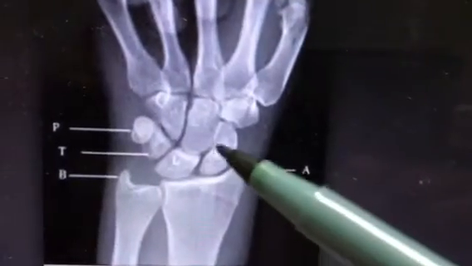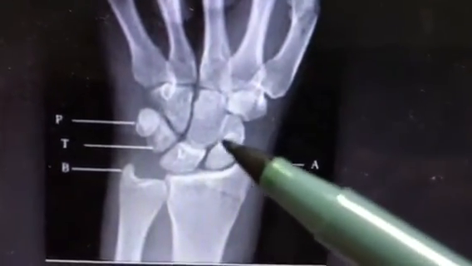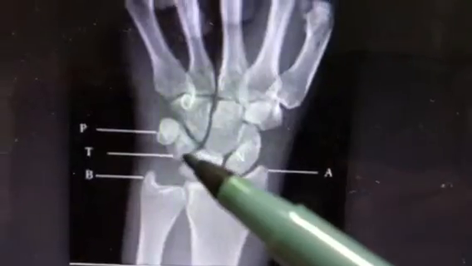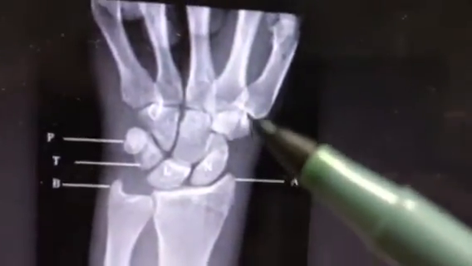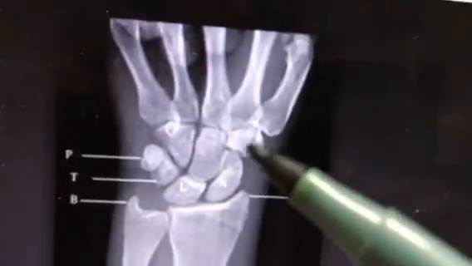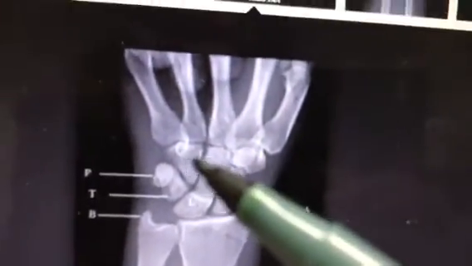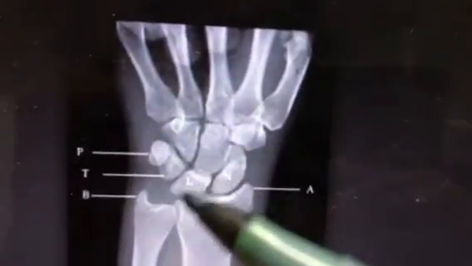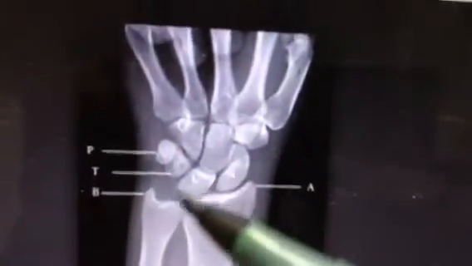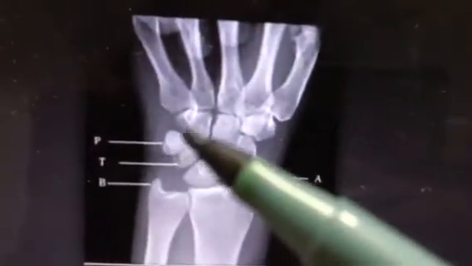Okay, the radius is here. The bone that takes part is scaphoid, lunate, triquetral, pisiform. Then the distal row, trapezium, trapezoid, both are here, only two different shades are seen. And capitate, hook of hamate. See, capitate is the largest carpal bone. Lunate is the most common carpal bone which is prone for dislocation. And pisiform is a sesamoid bone.